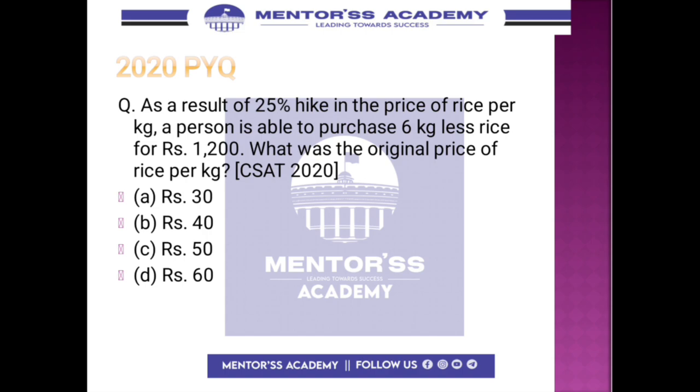So as a result of a 25% hike in the price of rice per kg, a person is able to purchase 6 kg less rice for 1200 rupees. What was the original price of rice per kg? Now, a 25% hike in the price of rice per kg. Let the quantity of rice purchased by a person be x kg.